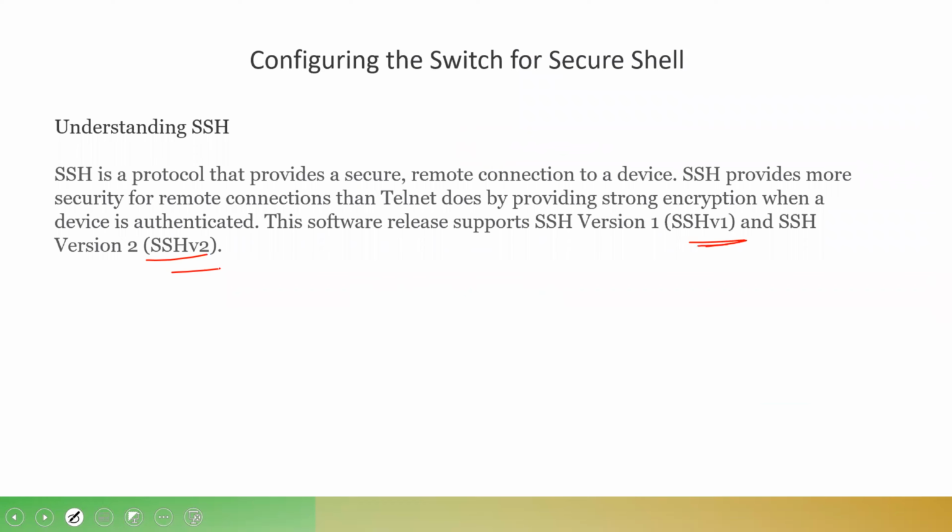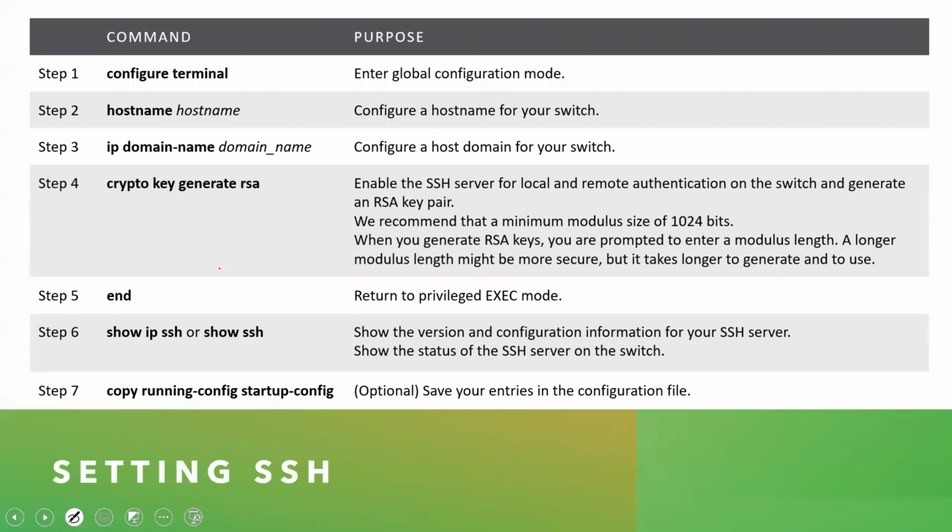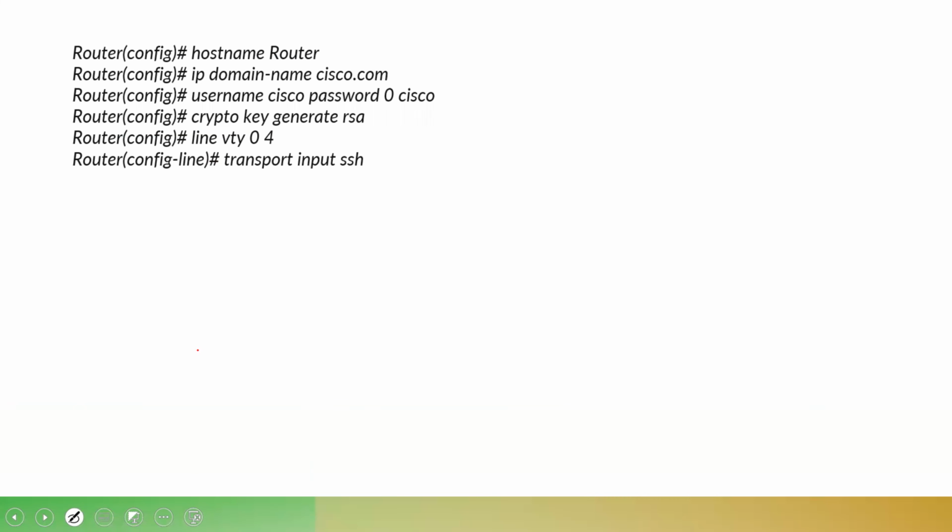Now, while doing the SSH version 2 configuration, again, there are some prerequisites. You should have the hostname, you should have the IP domain name configured, and you should generate the crypto key. After this session, I have one small 5-minute video on how you can do this basic configuration, and then from an automation tool or any tool, you can remotely access the device if you have IP reachability. Once you do the configuration, there are some verification commands, show ip ssh, show ssh, etc., that we can check.